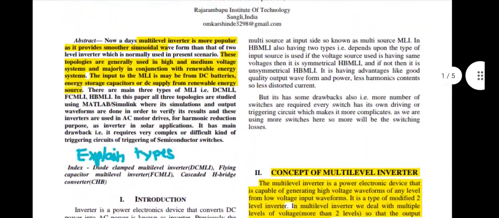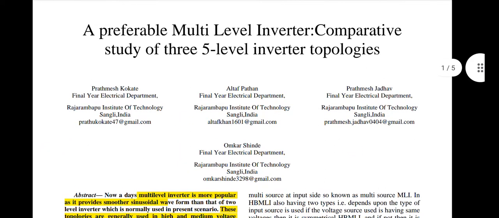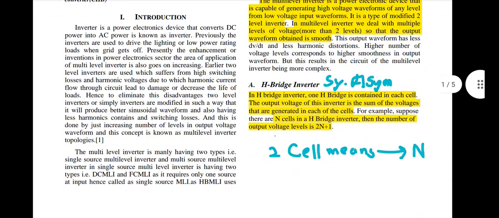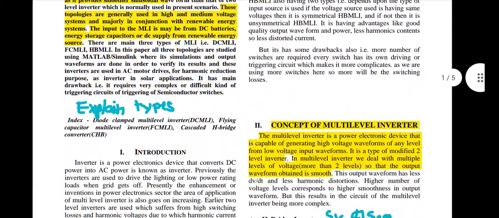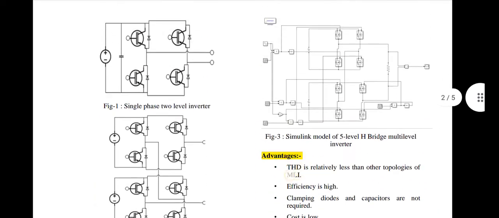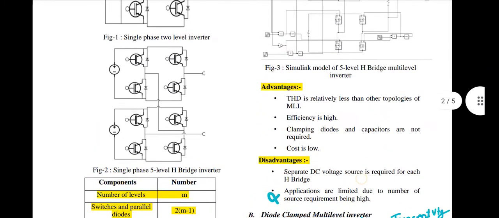Okay, so up till now we covered the title of my paper, a preferable multi-level inverter, means a comprehensive study. And in this paper finally we are going to conclude which multi-level inverter is the best one. Okay, in the next video lecture we are going to conclude that one also. So up till now we covered the introduction of the H-bridge multi-level inverter, history of multi-level inverter, then the first type, that is the H-bridge multi-level inverter, its circuit, its simulation, and its waveform, its advantage and its disadvantage.